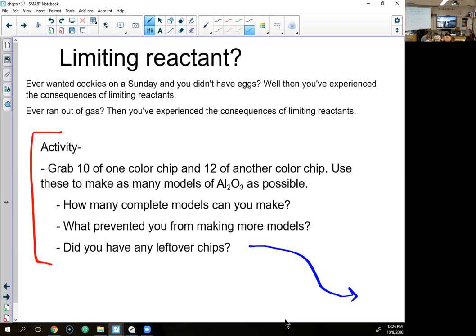She's doing what she's supposed to be doing. Okay, now, what you're going to do is make as many Al2O3 molecules as possible. So I'll show you what I mean. So Al2, I need 2 reds, or whatever color you chose, and then I need 3 blues. This is the formula of Al2O3. Make those if you would. You're making as many of these as possible.